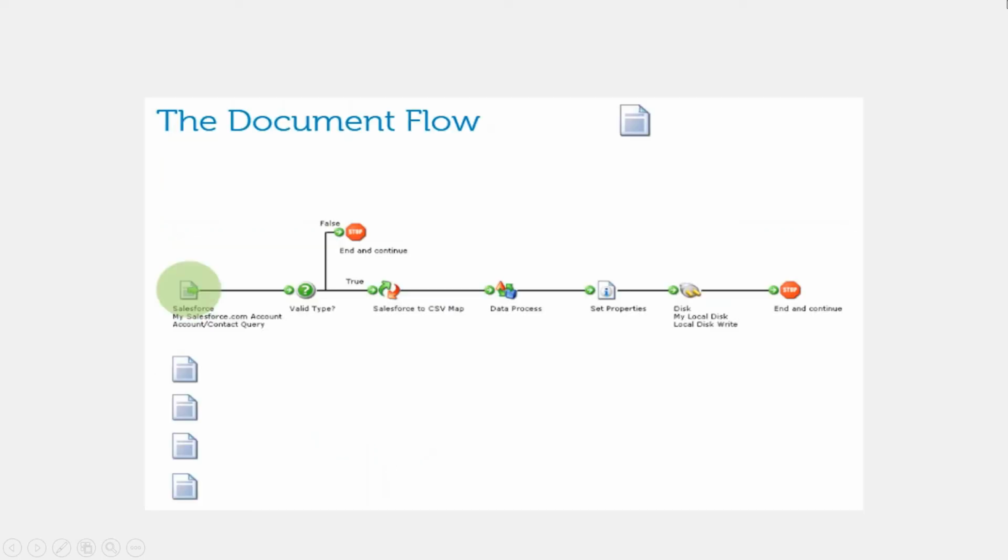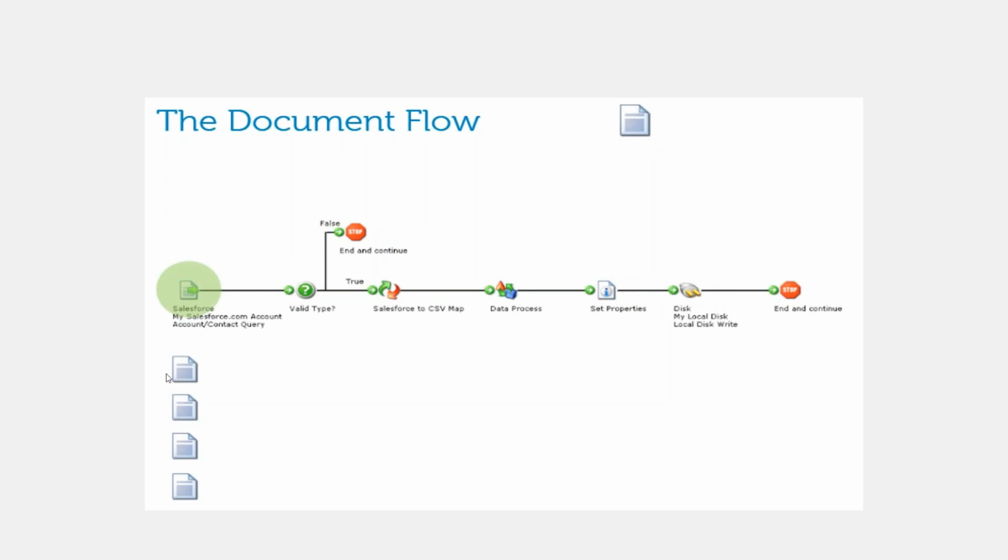Now see a simple example to understand how the document flow happens. This is a simple integration where I'll get data from Salesforce and check the type. If it is of valid type, I will convert that data to CSV and combine those documents into a single document. I'll give a name to it and load it into disk. If it is not of valid type, we'll just stop that document.